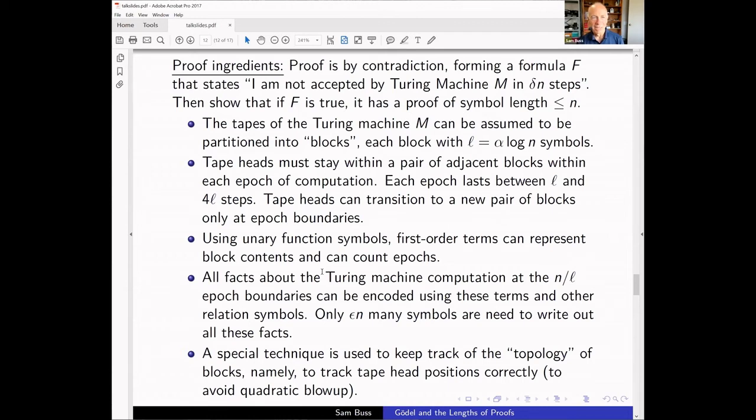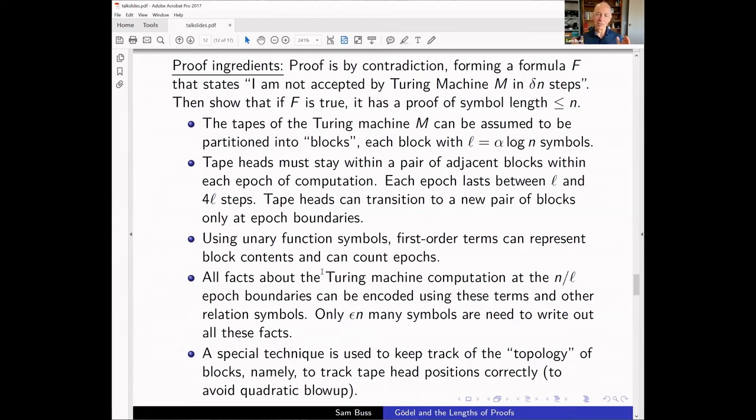Okay. Then we show that if F is true, it has a proof of symbol length less than or equal to n. And we get a contradiction. And so the tricky part here is that we need to somehow take a Turing machine that runs in some constant times n steps and transform that to a proof with exactly linearly many symbols that the Turing machine accepts.